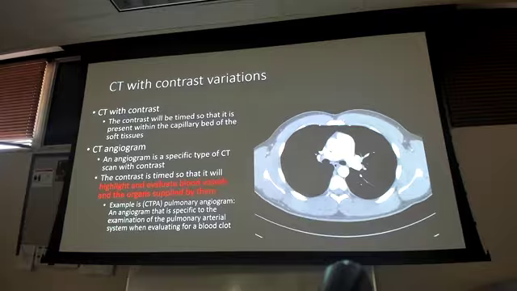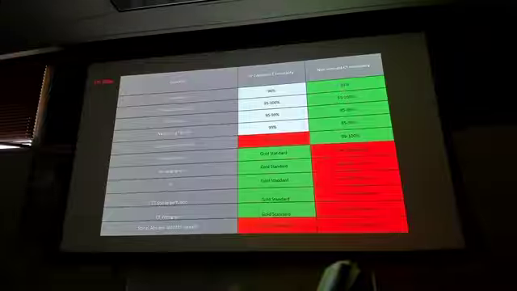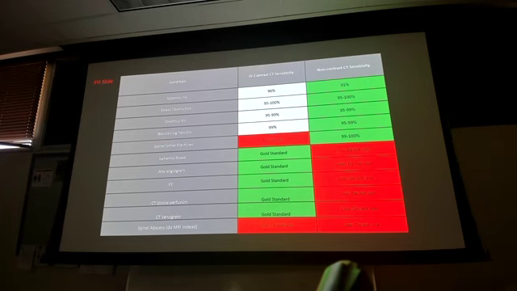The angiogram being the specific type of CT, the CTPA, it's a different name for it, it tells them exactly how clear it is. We'll cover that more later on, of the PE and what it looks like and how to interpret it. I'm not testing you on this, this is one of those slides that I want you to save for your clinic.